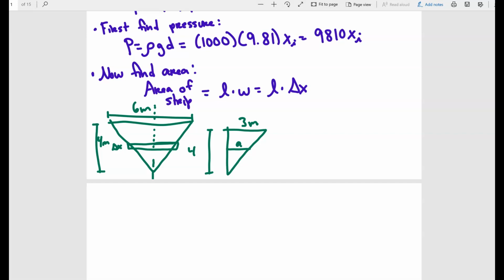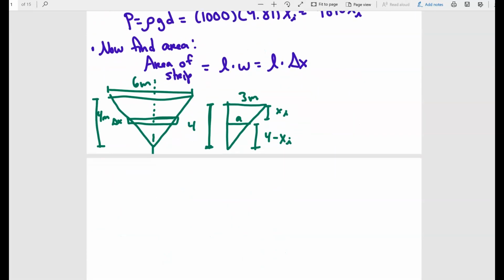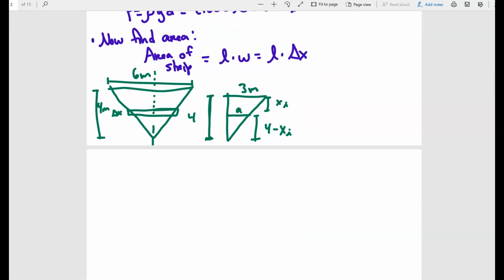So if this guy is 4 meters, and we said that the distance between the slit to the surface is xi, this bottom part is going to be 4 minus xi. Because we said that from here to here is going to be xi. That's what we said from the very beginning, right over here, xi. So the other part is going to be 4 minus xi. So by similar triangles, we know that 3 over 4 is going to be equal to A over 4 minus xi. Move that over, A equals 3/4 times 4 minus xi.